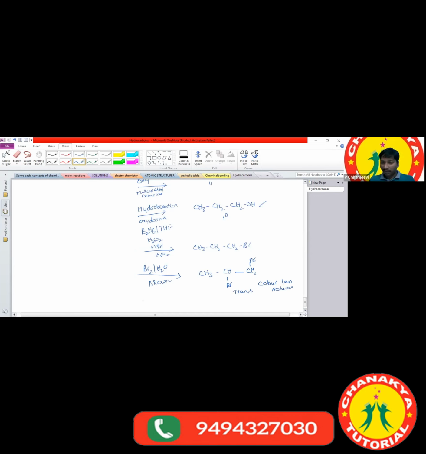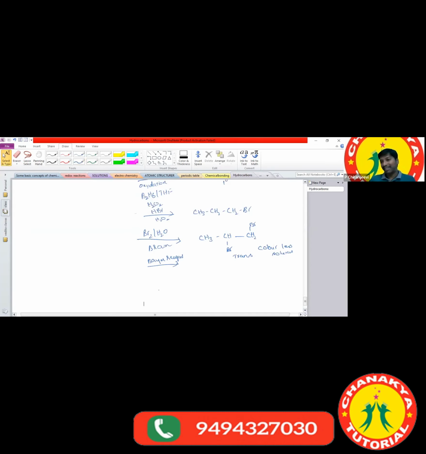Clear? One more test is there: Bayer's reagent. What is meant by Bayer's reagent? It is alkaline KMnO4. Bayer's reagent is also used in the detection of the unsaturated site.